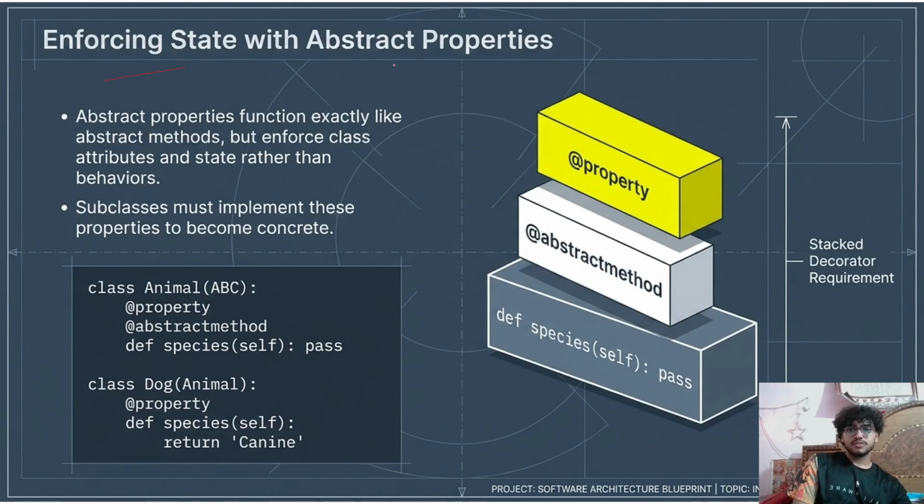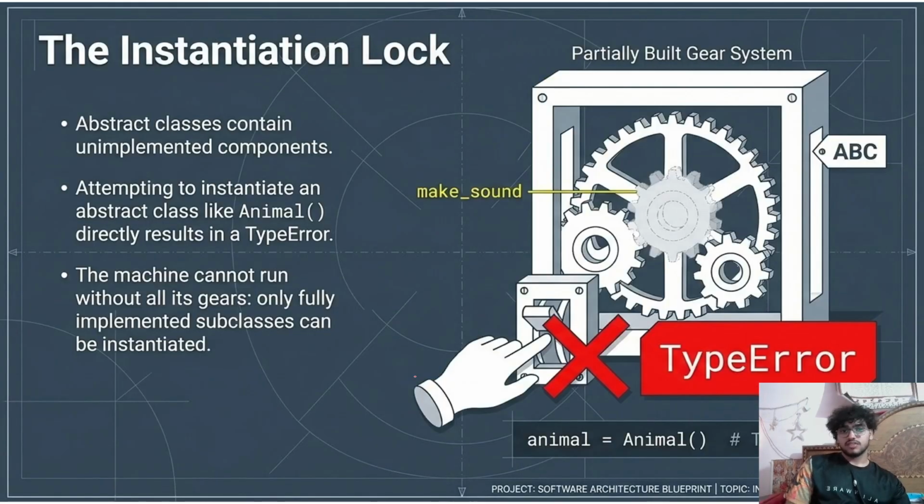Now, enforcing state with abstract properties. Abstract properties function exactly like abstract methods, but enforce class attributes and state rather than behaviors. Classes must implement these properties to become concrete. This is the main class, the parent class, and this is the subclass. So this is the derived class and this is the base class. The derived class is using species and it's returning something, but in the base class species is just passing itself because it's an abstract method, and this is a concrete method. This is the basic difference.